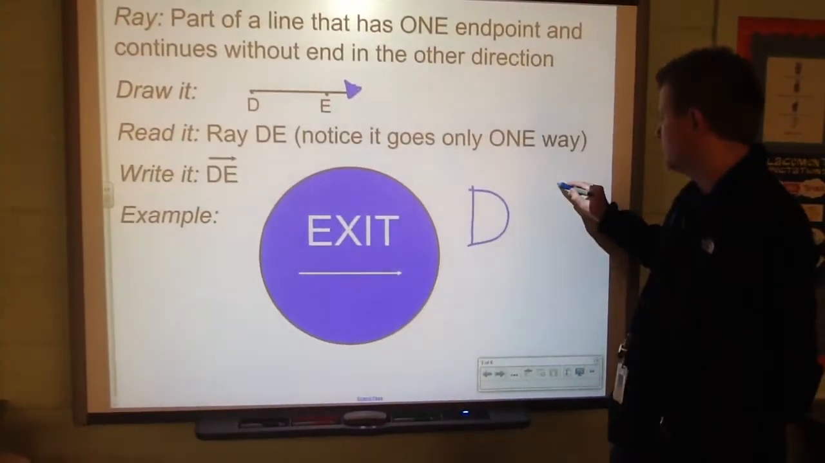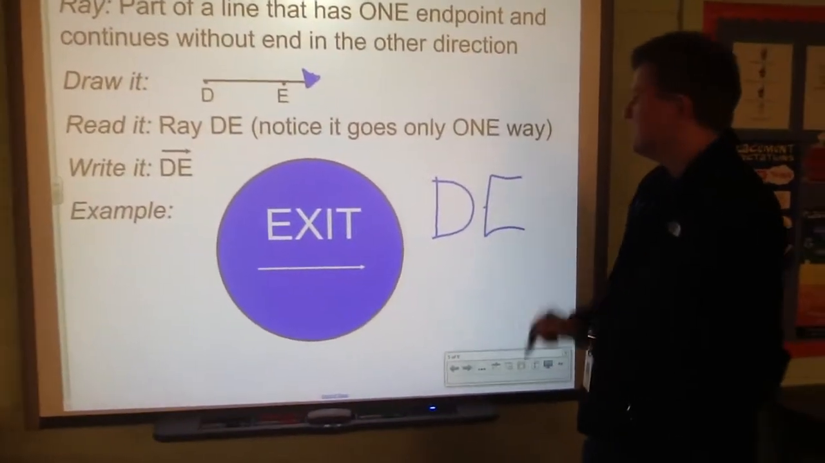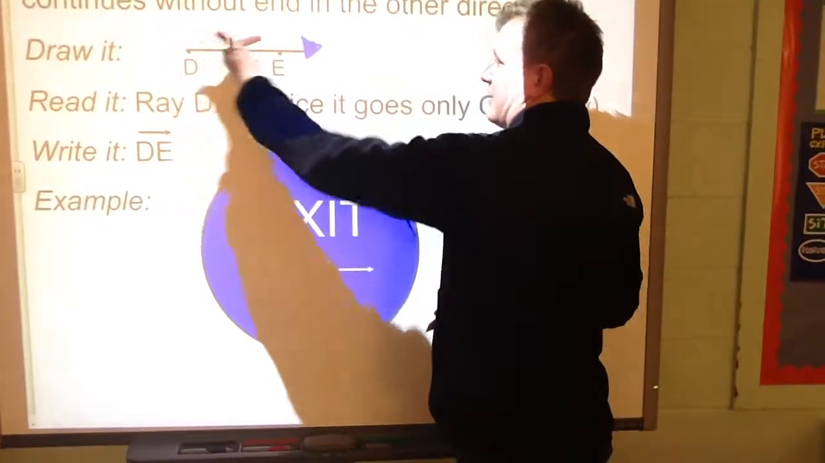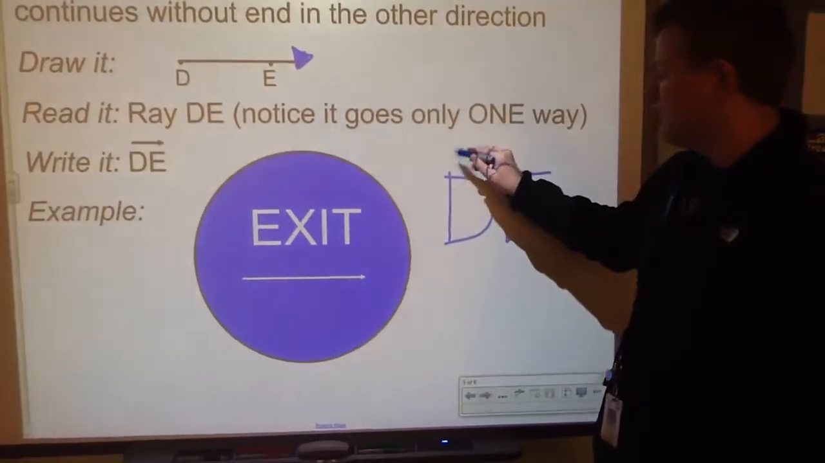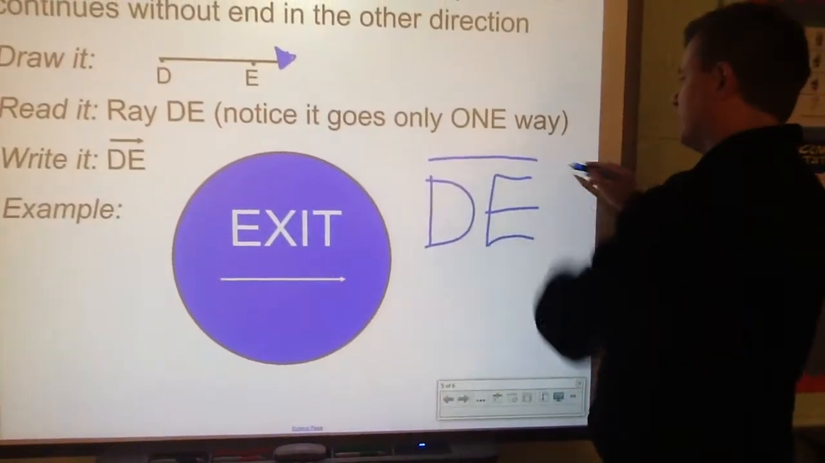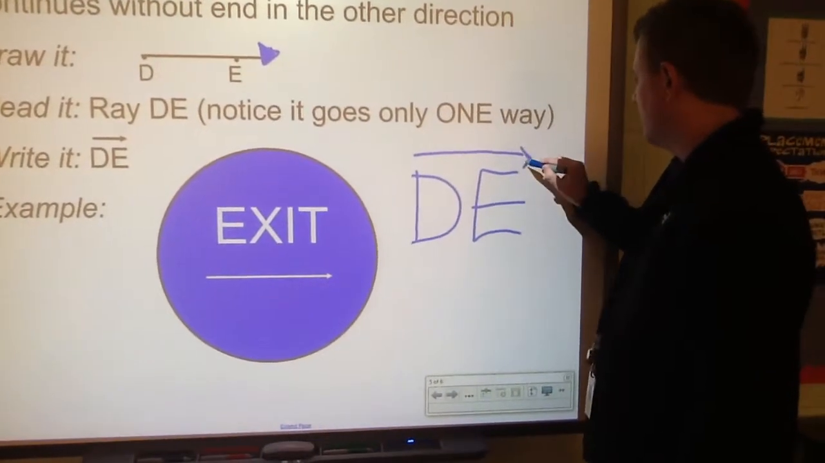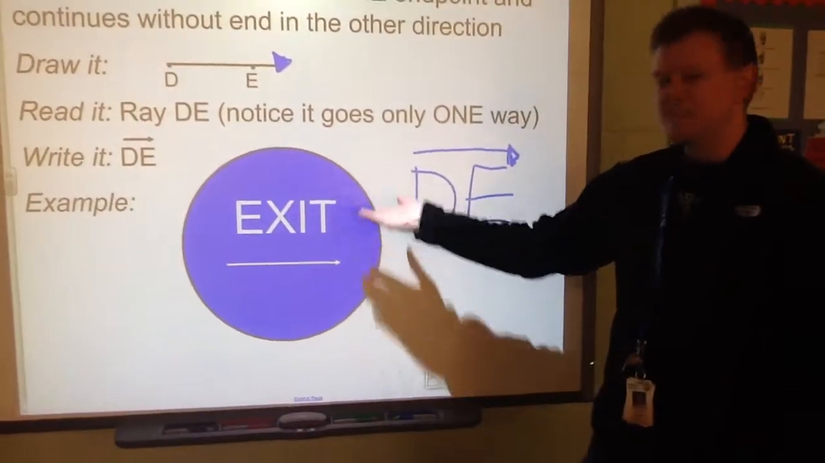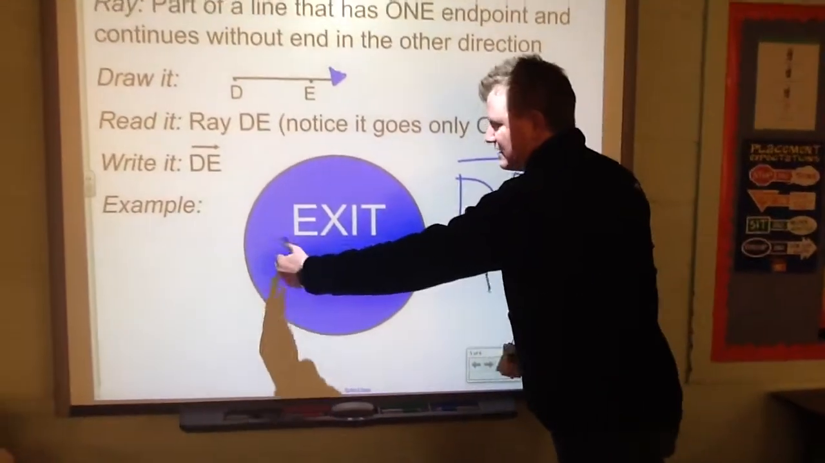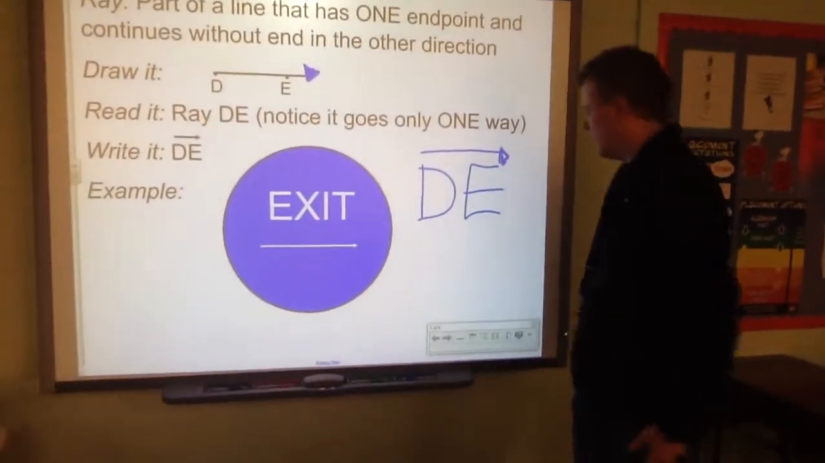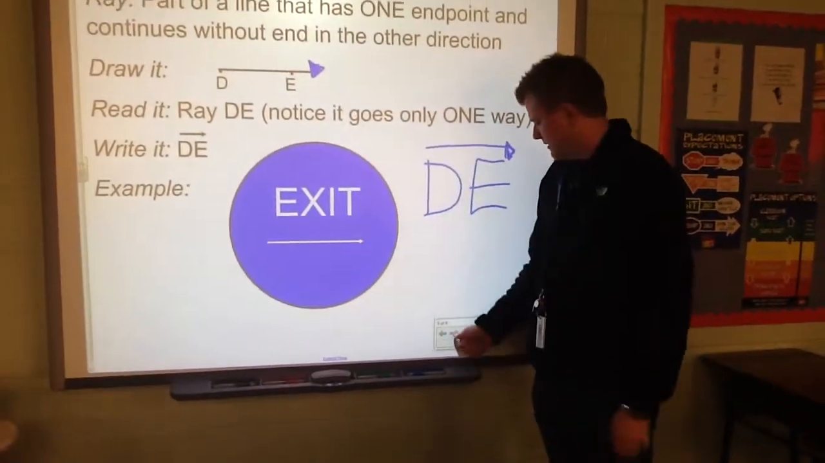So I'll write it a little bit bigger so you can see it. DE, and I know it's a ray because it stops or starts here and it continues on this way. So nothing here, no endpoints, no anything, just a line. But since it continues on in this direction, I'm going to put my arrow at the end here. Okay? And one example we have, if you ever see an exit sign, right? Well, the exit sign starts here and goes this way because it's pointing you to go that way. It's nothing past that way. Okay? Nothing beyond that side.